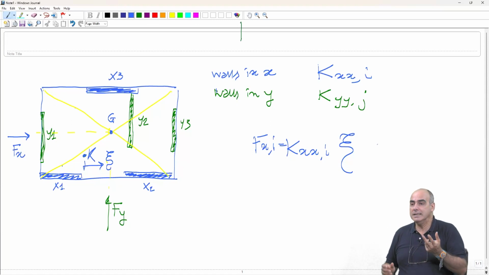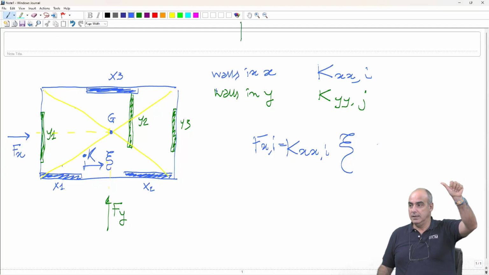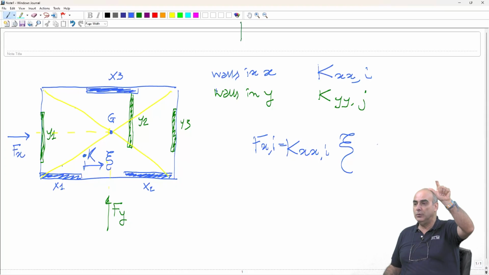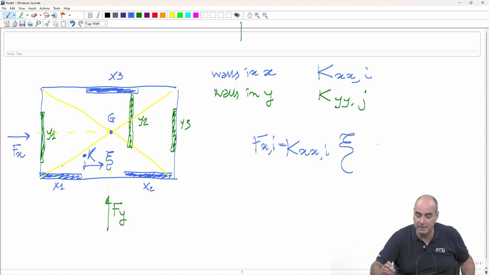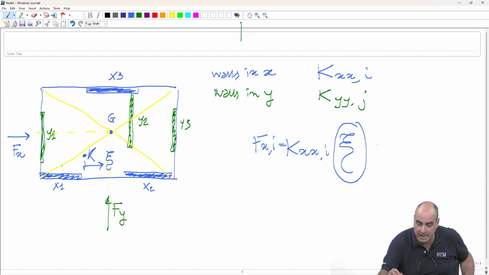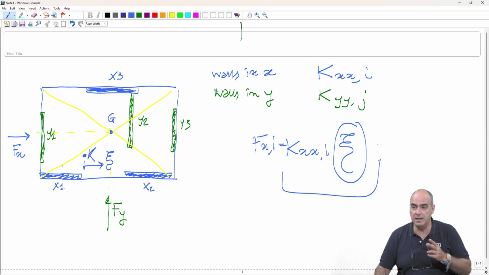All structural mechanics problems are made of three ingredients: compatibility, constitutive relationship, and equilibrium. So we have said already that here we have compatibility. The compatibility is in the fact that all the elements have the same displacement xi. We have the constitutive relationship here. What are we missing? The equilibrium. And what does the equilibrium state?